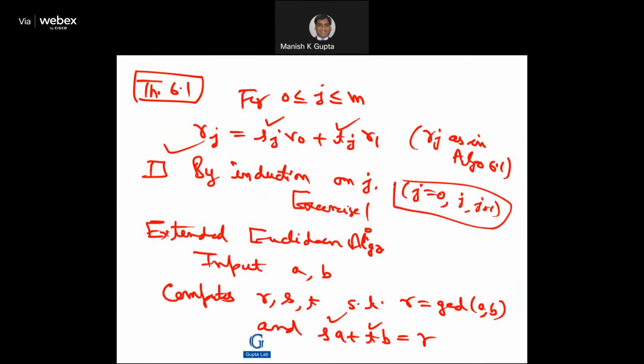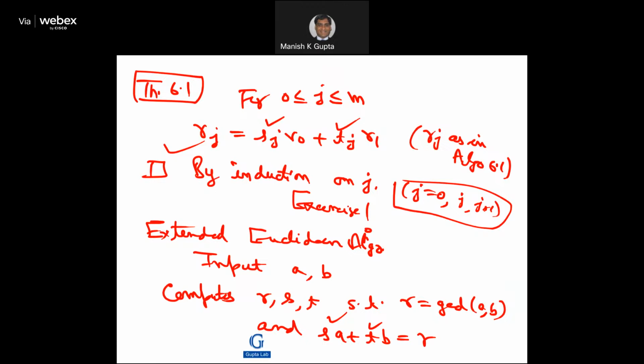In fact, there is this result which I am writing without proof: for each j between 0 and m, Rj is equal to Sj R0 plus Tj R1, where Sj and Tj are the sequences of numbers given by those expressions, and R0 and R1 are the initial numbers, right? One can prove it by induction. I am leaving it as an exercise for you. Anyway, I am now going to describe the extended Euclidean algorithm.